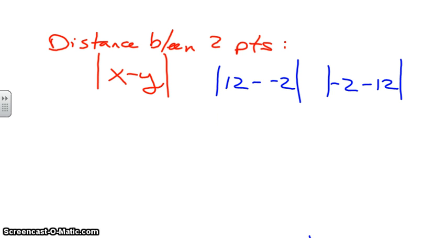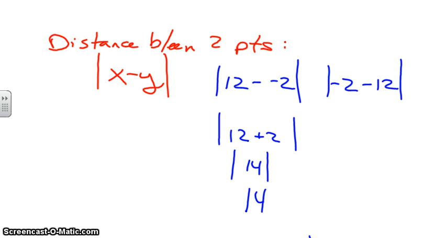So Rachel, how could we rewrite the first one here? Rather than subtraction, what would we say? So what is it? Plus 2. +2. And what is 12 plus 2? 14. The absolute value of 14 is 14. So we're saying the distance is 14.